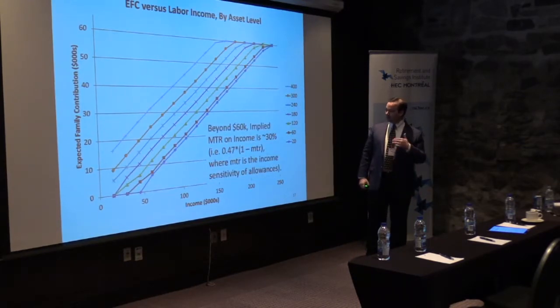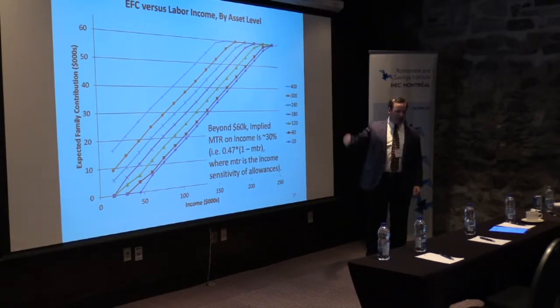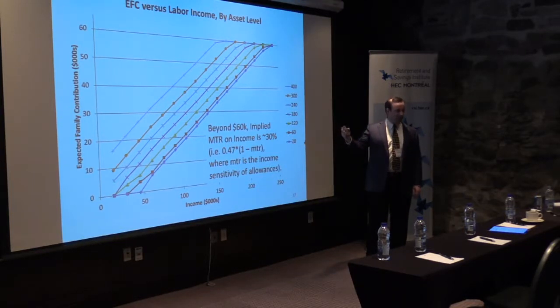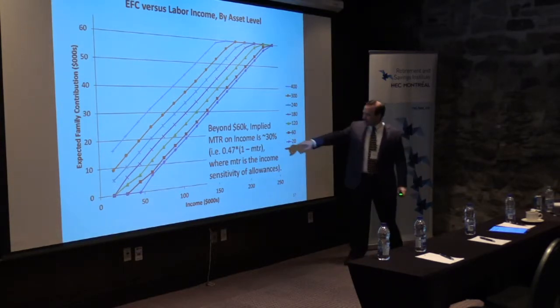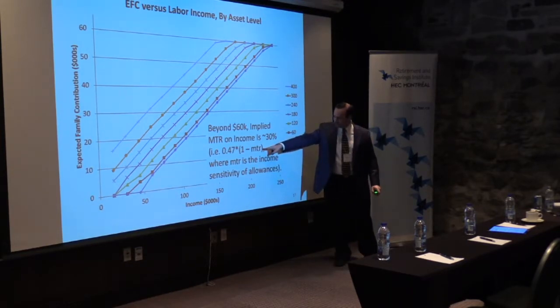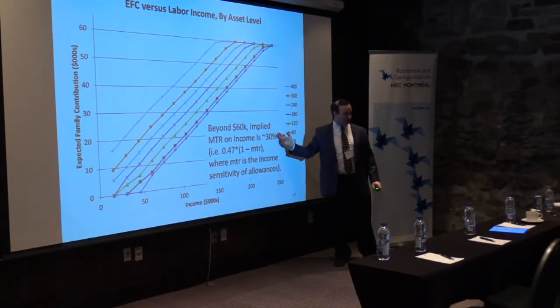This is the analogous concept for labor income. So each different curve represents a different level of assets, and this is the derivative of the expected family contribution with respect to labor income. And you can see those lines over most of the range. They're parallel also, and they're at a slope of about 30%. And so that's the 47% times 1 minus the income sensitivity of all those allowances. All right, so if you imagine that those marginal tax rates were a third, 2/3 of 47 is about the 30 number that you get there.